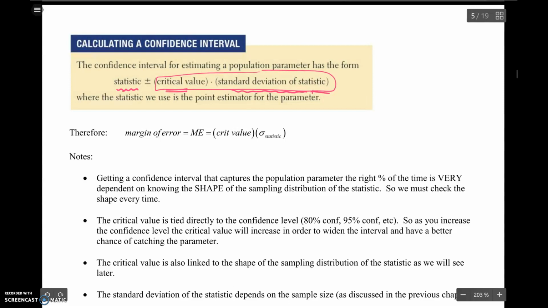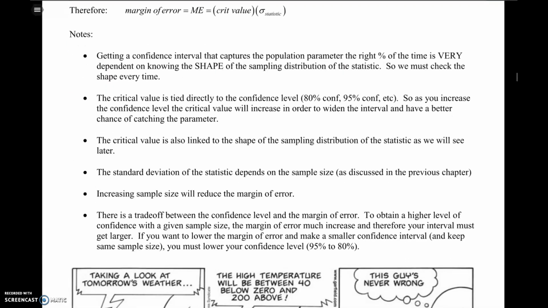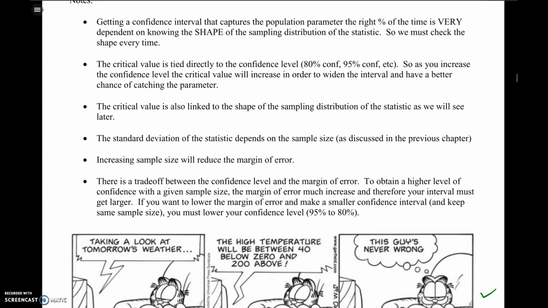Okay? Some notes and just thoughts. And this really could just be read by you in the notes, but I'll just comment on them and maybe talk a little bit about them. Getting a confidence interval that captures the population parameter the right percentage of the time is very dependent upon knowing the shape of the sampling distribution of the statistic. So we must check the shape every time. So I wrote this a couple years ago, and I'm a little bit embarrassed by it. Well, it is dependent upon the shape, but this kind of seems to imply that that's the most important thing.